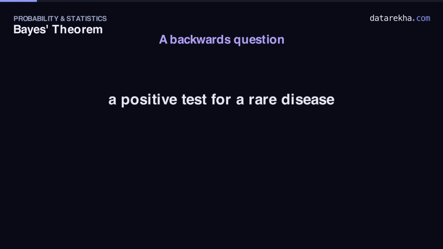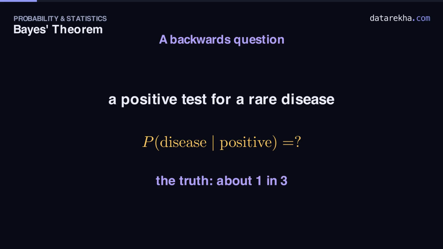Here is a question that trips up almost everyone. A test for a rare disease is 95% accurate. It comes back positive. How worried should you be? Most people answer 95%. The real answer is closer to 1 in 3. And that gap is the whole point of this lesson.